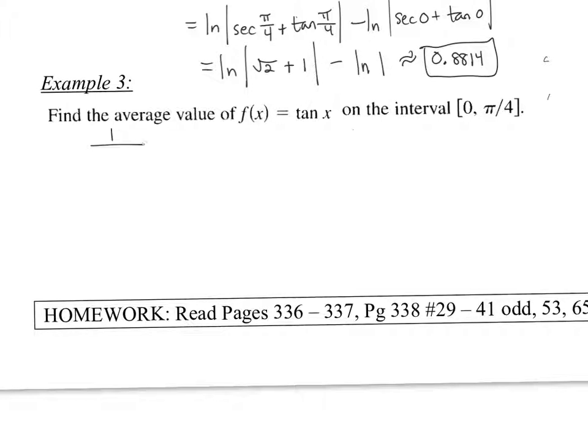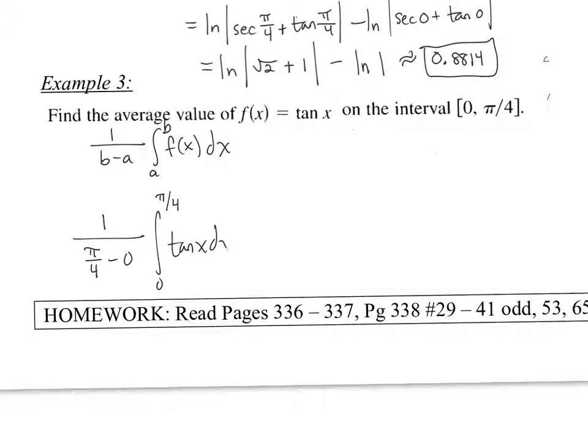And just as a reminder, average value is 1 over b minus a times the integral from a to b of f of x dx. So in this case, it's going to be 1 over pi over 4 minus 0, the integral from 0 to pi over 4 of f of x, which is tangent of x dx. And we know the integral of the tangent from above. So 1 over pi over 4 is 4 over pi. And I have the negative ln of the cosine of pi over 4 plus, because minus a negative, ln of cosine of 0.